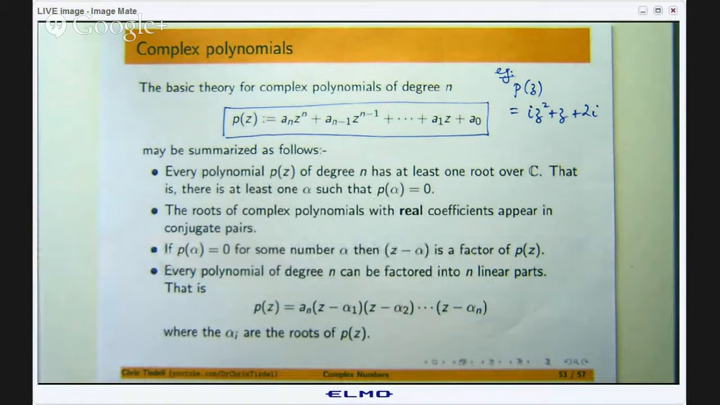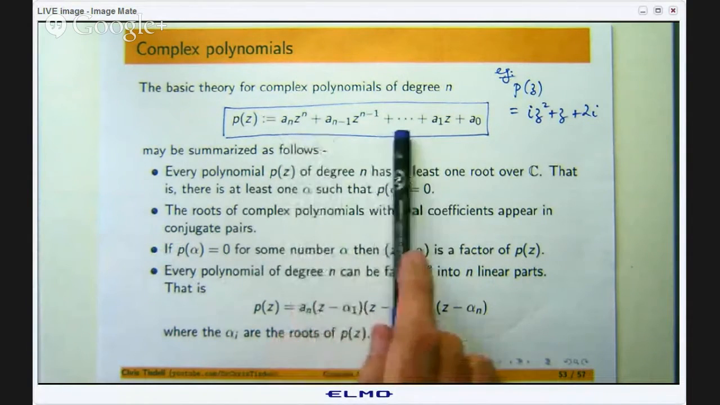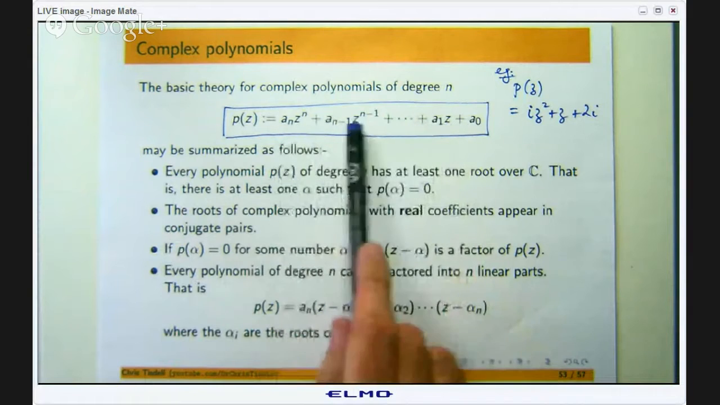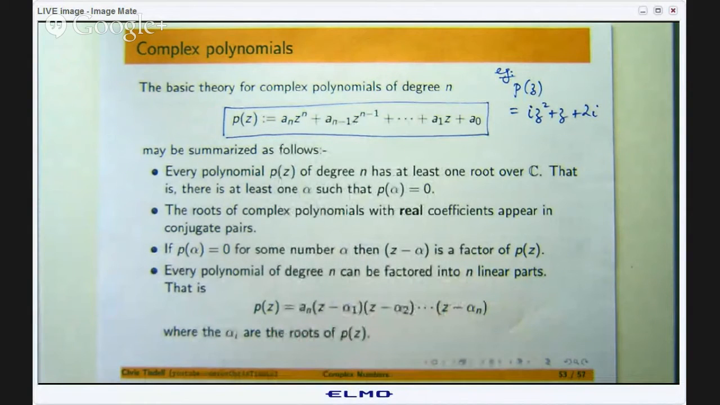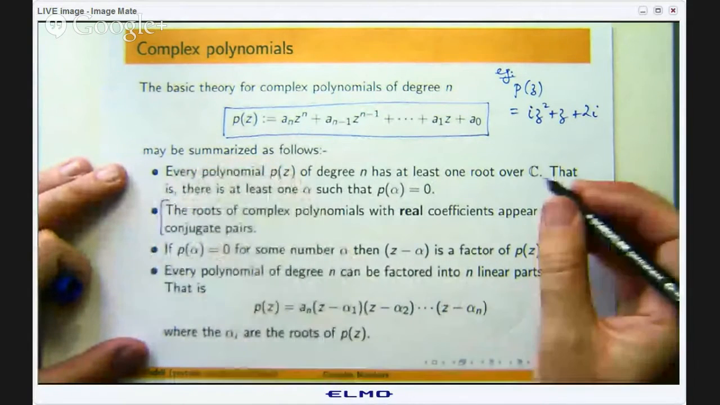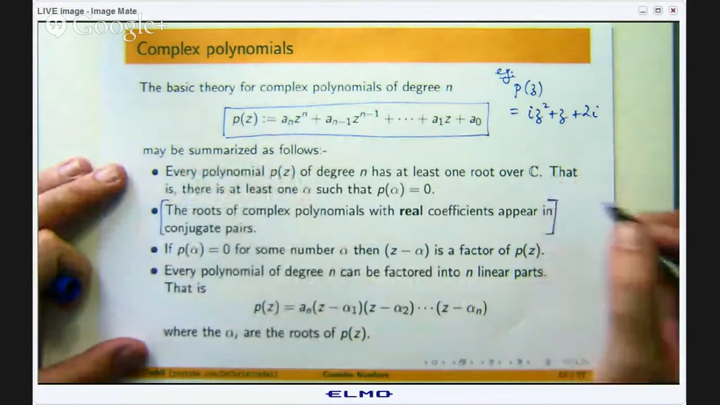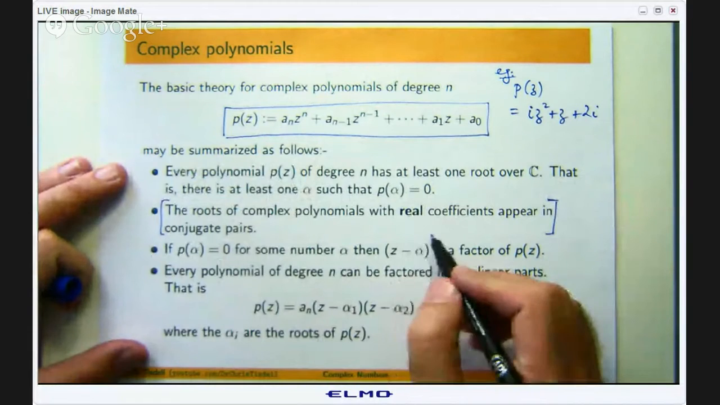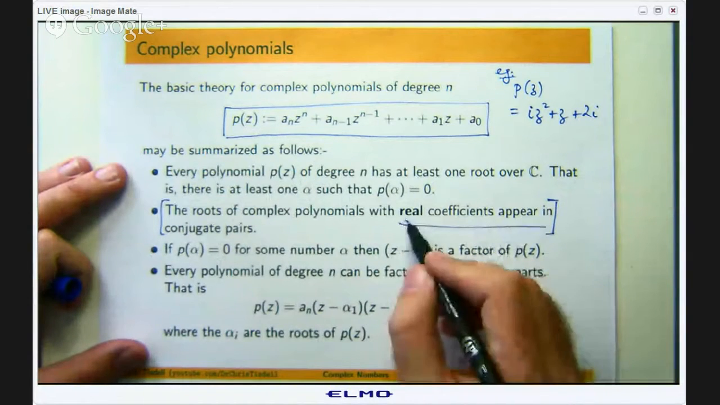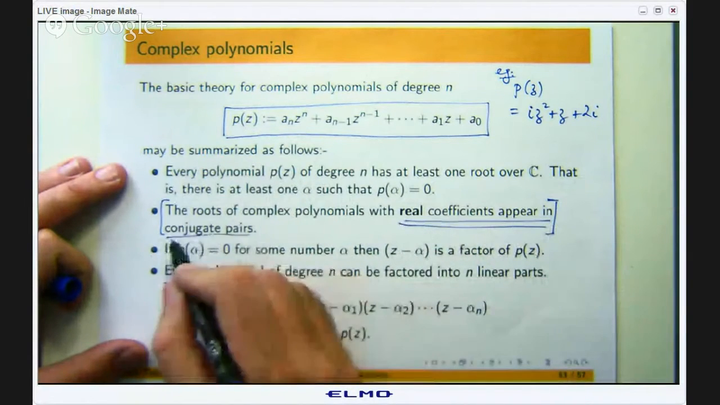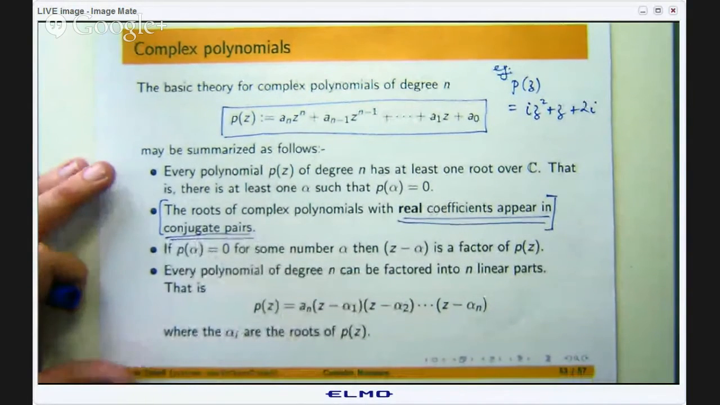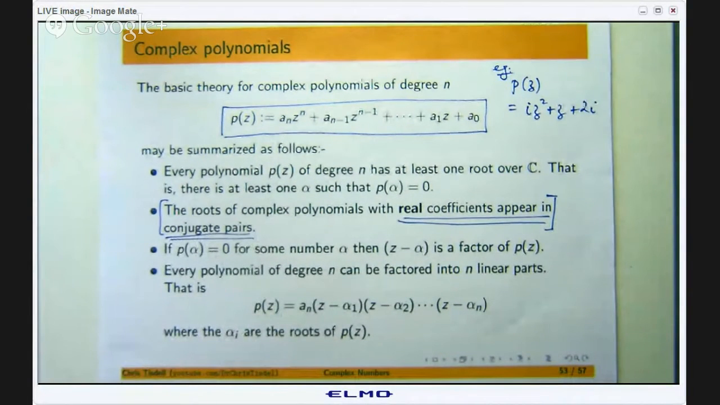Okay. Now, if the coefficients are all real, so the a_n's, etc. are all real, then the roots of complex numbers appear in conjugate pairs. And we've seen examples of this in previous videos where I solved certain polynomial type equations with real coefficients.